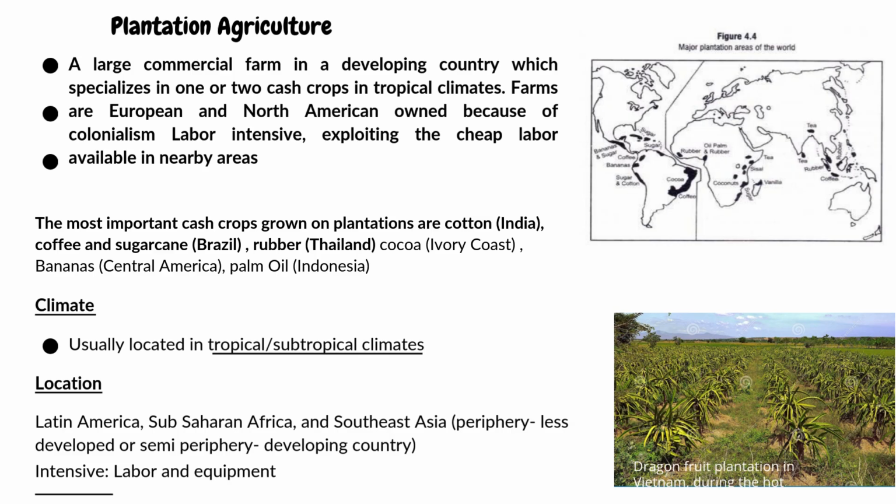Right, so plantations are large-scale farms in tropical regions that focus on one or two major crops, such as sugarcane, tea, or rubber. Historically, these farms relied on forced labor, and today they still depend on cheap labor. Many plantations are owned by multinational corporations based in wealthier nations.